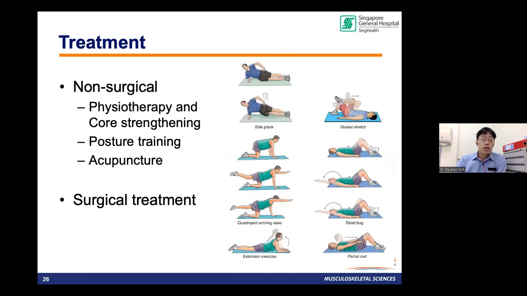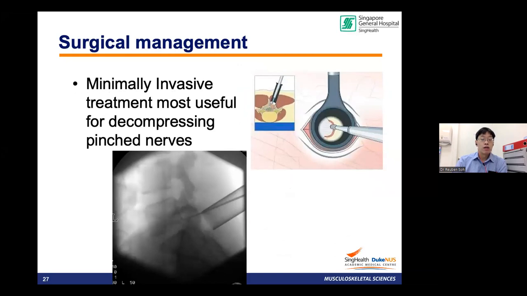So thankfully, most of the time, they can be treated by non-surgical measures such as physiotherapy and core strengthening, as well as acupuncture. And we also give them analgesics such as Panadol, gabapentin, pregabalin, which are medicines to help with the pain. Failing all these treatments, we find that around 20% to 30% of our patients require some sort of surgical management. And this is where I think later on, Dr. Ling will talk a bit about minimally invasive surgery, which is something that I perform as well. And this is often our first treatment when it comes to managing nerve pinching, particularly so for younger patients.